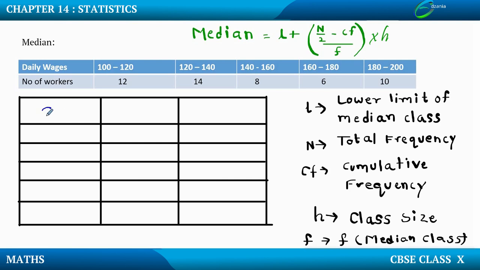So as we know, our first column is of class interval. Second column is of frequency. And third column is of cumulative frequency.